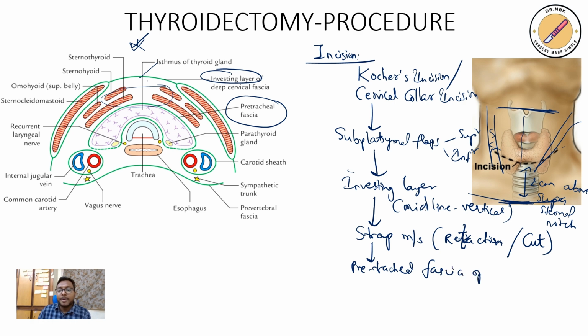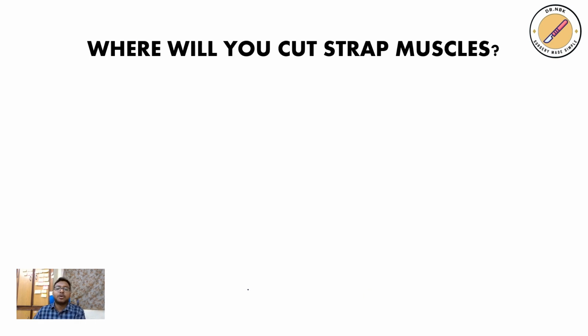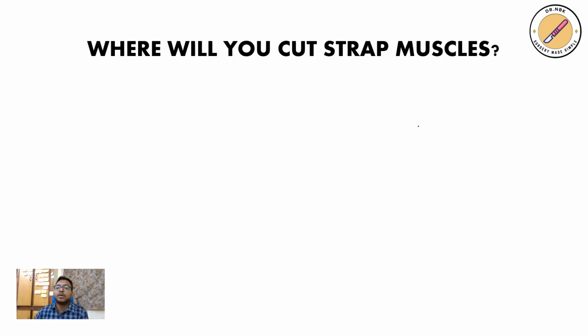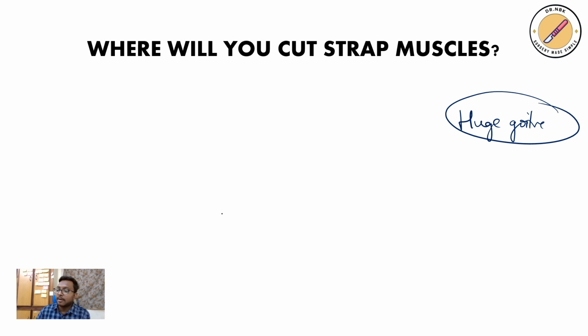Once you open the pretracheal fascia, the next thing you are going to hold is nothing but your thyroid gland. So once you encounter the thyroid gland, what is the next step? Before that, we will see what the indications to cut strap muscles are. I told you, if it is something like a very huge goiter where you are not able to visualize the thyroid gland properly with simple retraction, you will go for cutting.